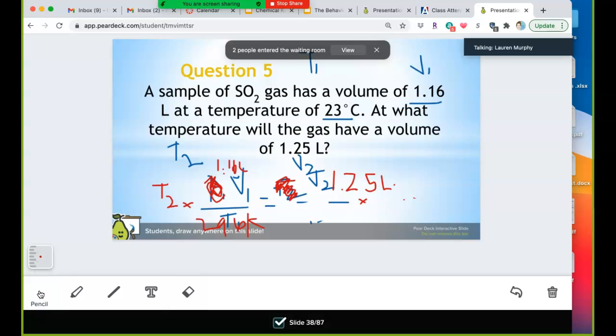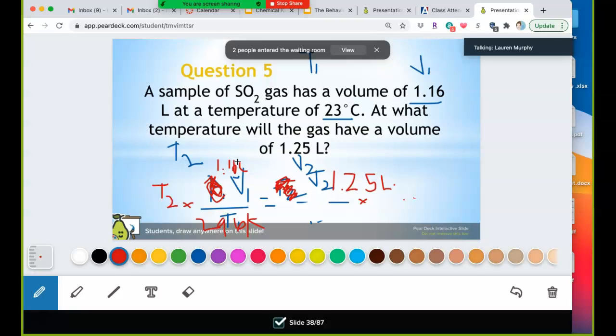So you can either do this by multiplying by the reciprocal to get rid of this over here, or cross multiplying. Really, you're doing the same thing. So the 296 comes up top. And the 1.16 goes on the bottom. So look, my liters cancel, and I'm left with Kelvin. So 1.25 times 296 divided by 1.16 will give me my new temperature in Kelvin.